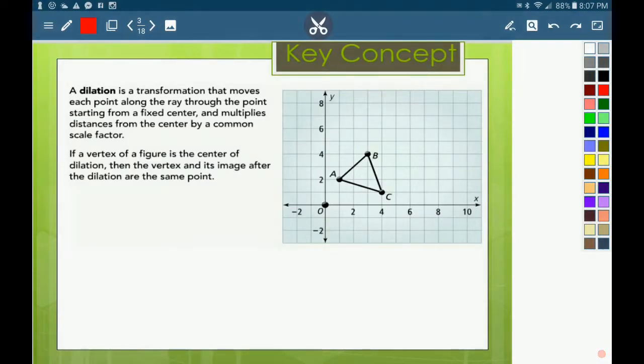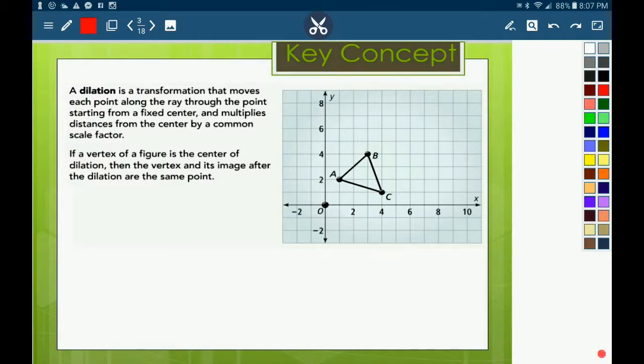So, the key idea of a dilation is that we're going to be changing the size of a specific figure. Our definition says a dilation is a transformation, just like translation, rotation, and reflection, this is a fourth transformation that moves each point along a ray through the point starting from a fixed center and multiplies the distance from the center by a common scale factor.